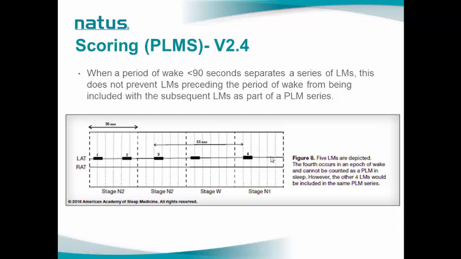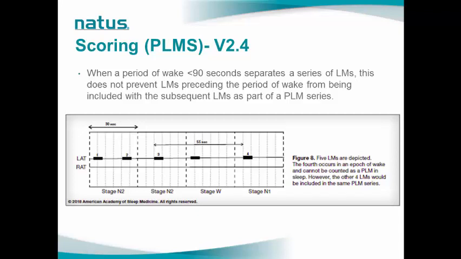have 5 movements. We have 2 movements in the first epoch here, 1 movement here, and the 4th movement is located during an epoch that was scored as wakefulness, and there is another movement that happened on the following epoch that was staged as N1. So the one that happened during wakefulness should be excluded because we don't score the movements during wakefulness.